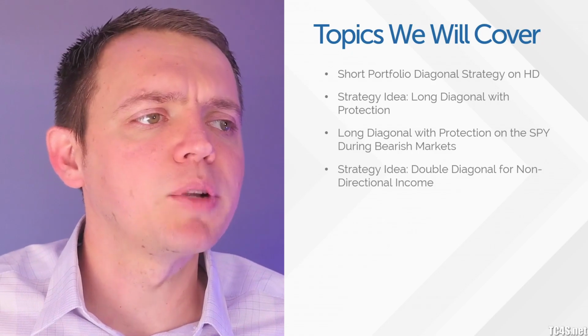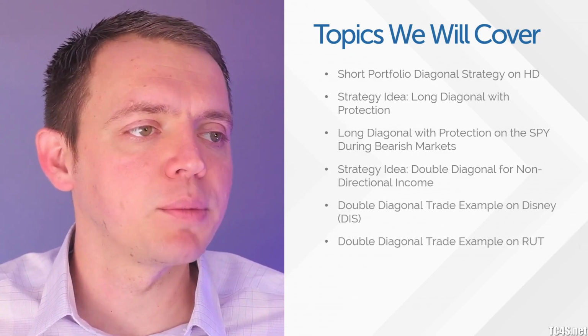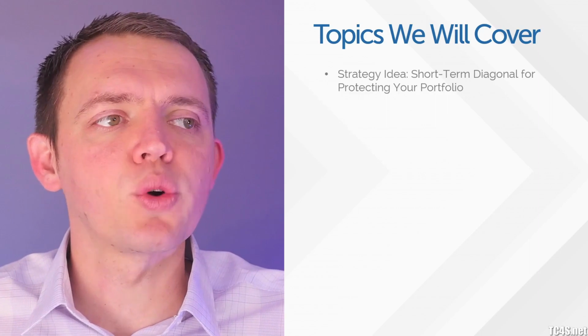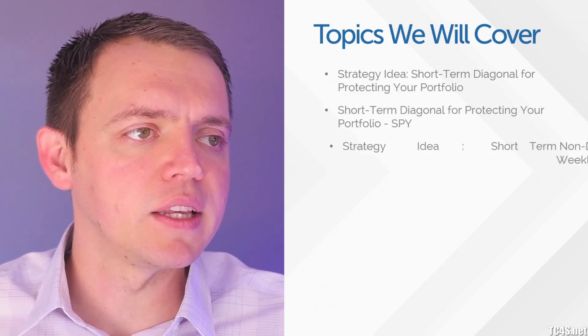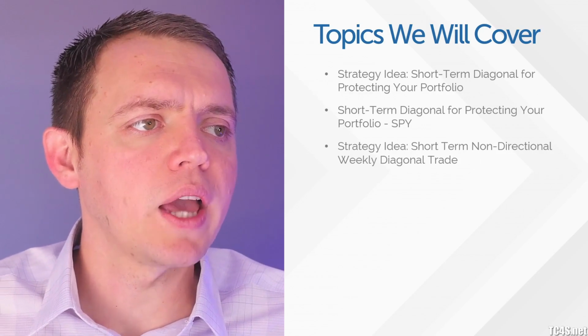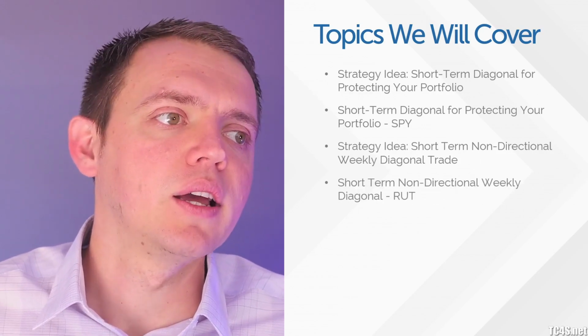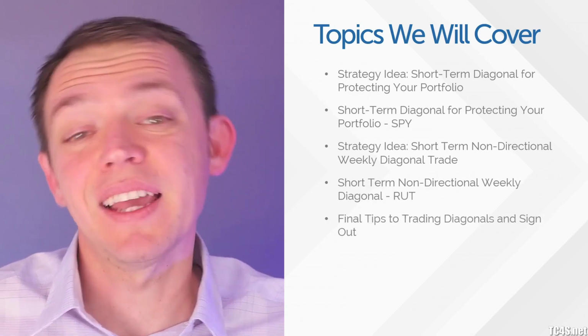And then we'll look at a double diagonal strategy for non-directional income. So we'll look at that example on Disney and on Russell. And then finally, this last little bit, we'll look at short-term diagonals for protecting your portfolio. And there's an example there on the SPY. We'll look at another short-term non-directional weekly diagonal trade. And that'll be on the Russell, and then some final tips on diagonals, and we'll sign out.